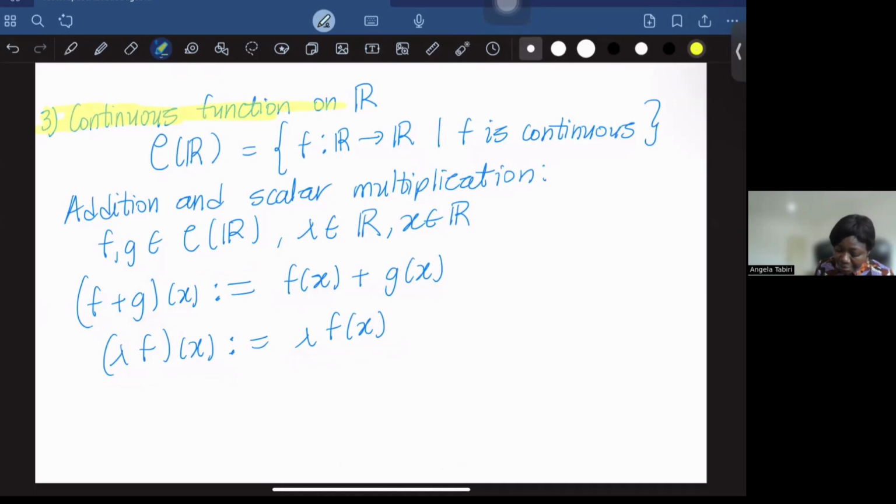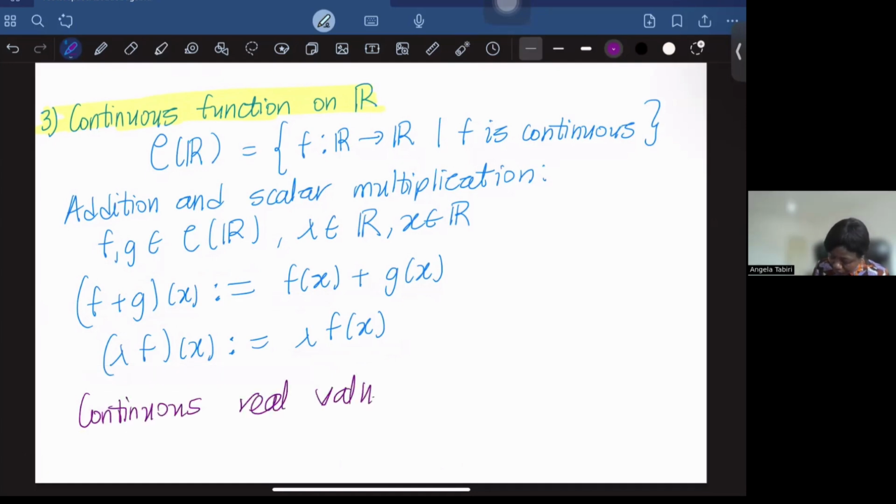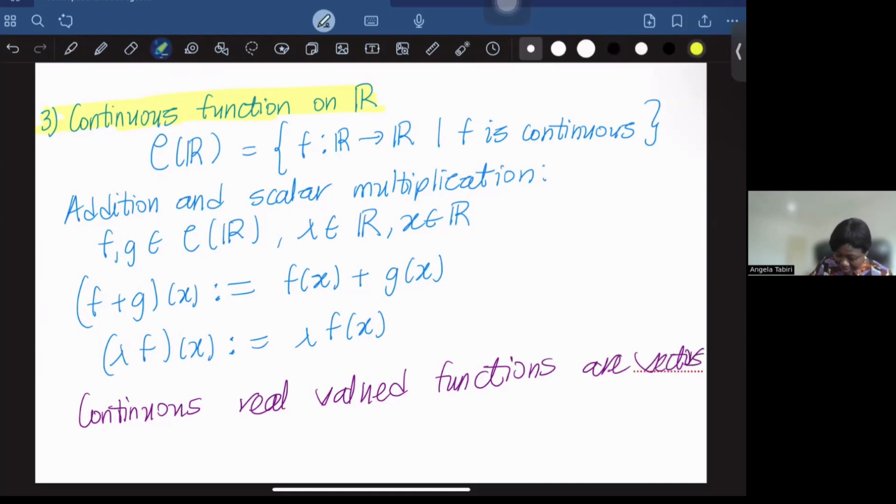Okay, so here we see that what? Vectors are not just tuples, right? So we see that continuous real-valued functions are vectors. Okay, so vectors are not just arrays, they are broader than that. Let's see one more example of vectors.